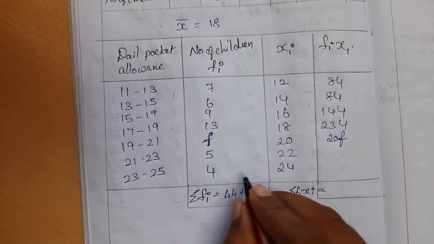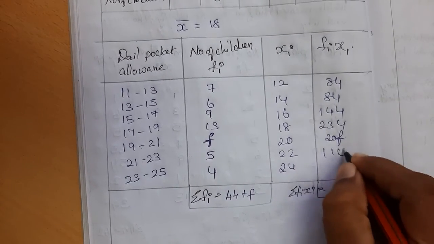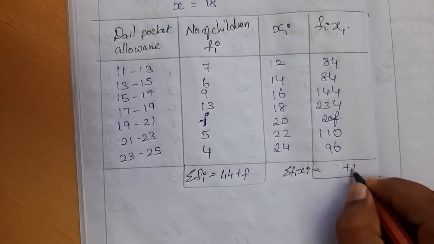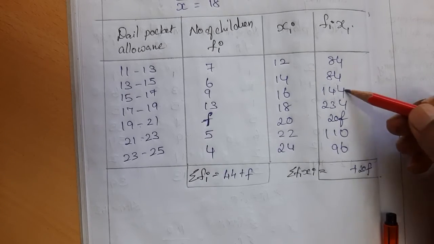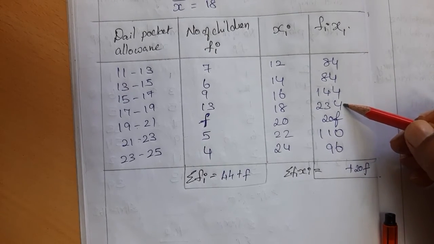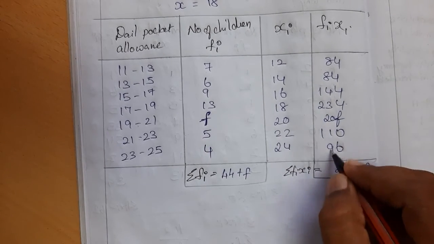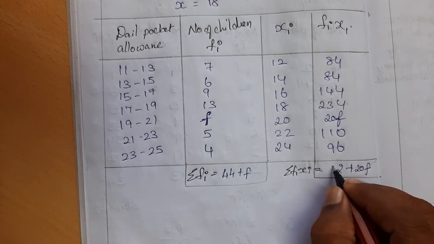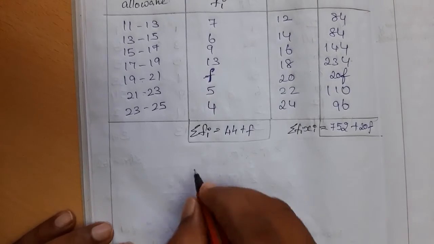So this will be a variable, right? Thus we can add it as it is. 5 into 22 is 110, 4 into 24 is 96. So plus 20f will be added as it is, the rest we have to add. Yes, 752. So now let me substitute in the formula.